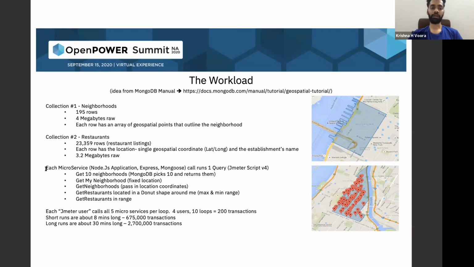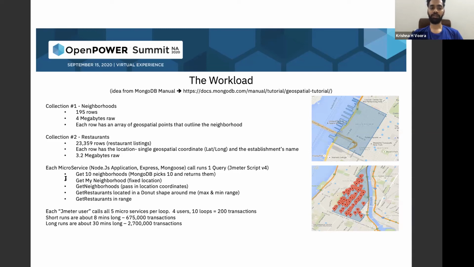So what we defined was, if a user picks up his phone and performs a transaction, it translates to 5 internal API calls, which basically are: get my nearest 10 neighborhoods or get my immediate neighborhood, and then get the restaurants based in a donut kind of shape, which was fed in via latitude and longitude geospatial ranges, and then restaurants in one particular range.